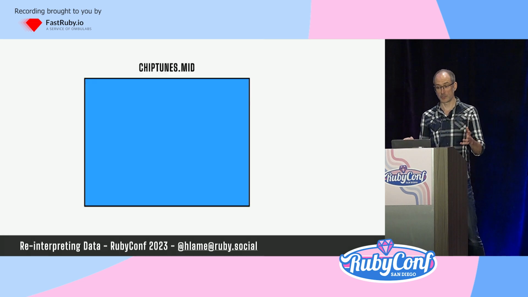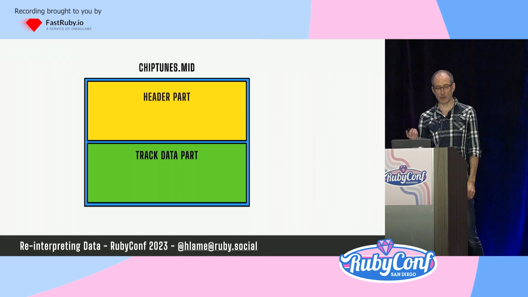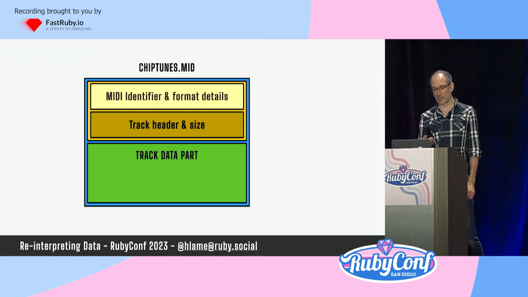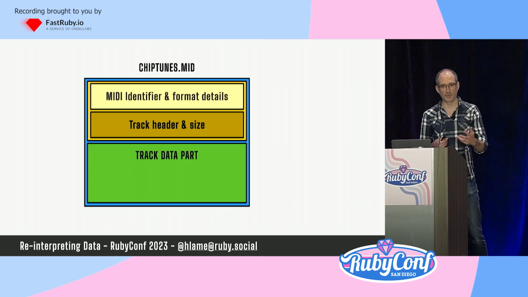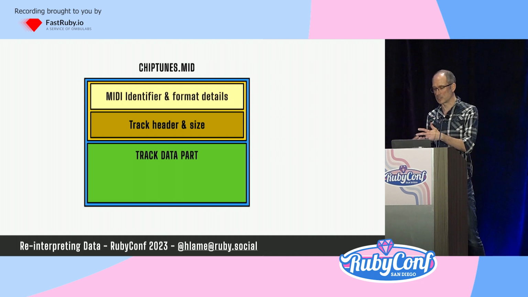So what does a MIDI file look like? It's the header and data that we know and love. The header contains two parts, an identifier that says I'm a MIDI file, and it explains some details about what type of MIDI file am I, and things like time signatures. And then there's a track header that explains the size of the track data to come.